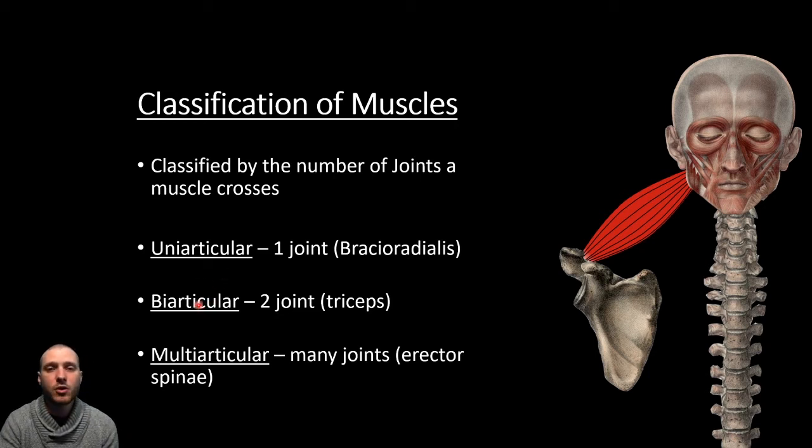Biarticular is a muscle that crosses two joints, so the biceps or triceps is going to cross both the shoulder and the elbow, so biarticular. And then anything that crosses more than two, we're just going to group together into a multi-articular classification. A good example would be the erector spinae, the muscles that go all the way up and down the vertebrae. Each of these vertebrae counts as a joint, so a muscle that goes across all of them crosses 24 joints. So we would call it multi-articular.